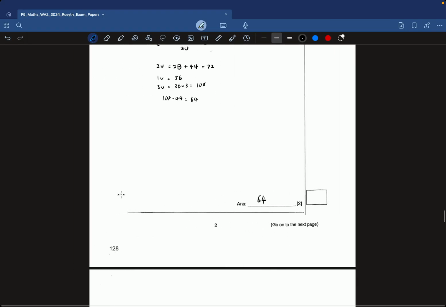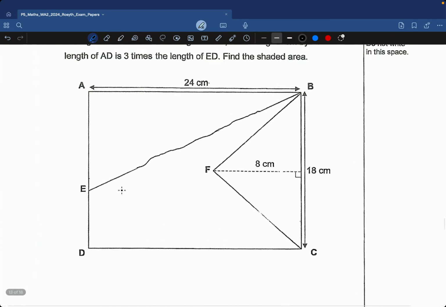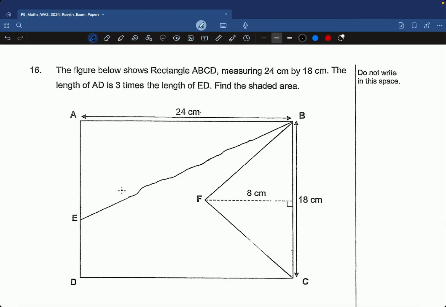Right, let me zoom out, not so much. Okay, let's move on to the next question. Question 16. The figure below shows the rectangle ABCD measuring 24 centimeters by 18 centimeters. The length of AD is 3 times the length of ED. Sorry, ED, right? So find the shaded area.